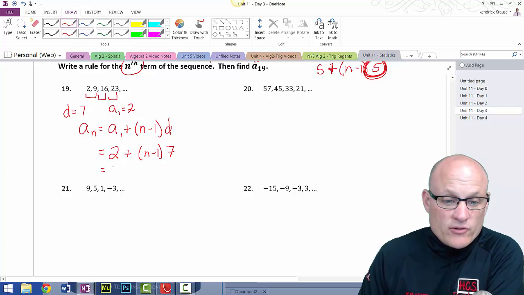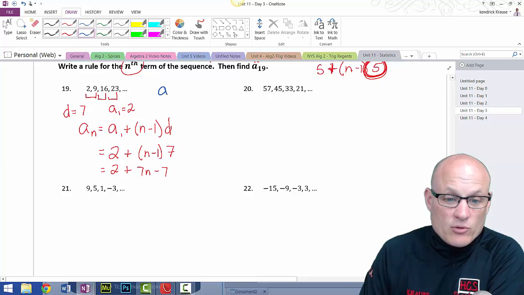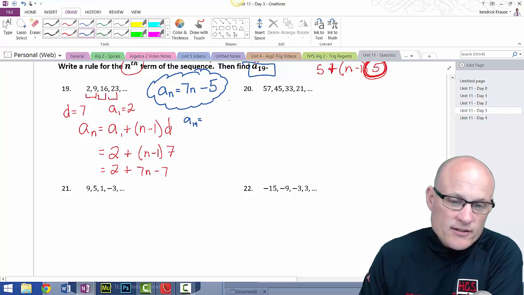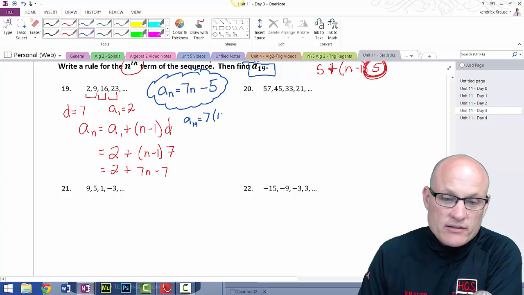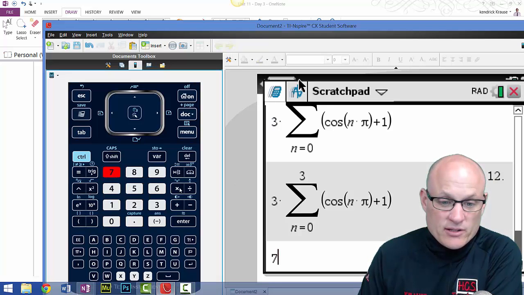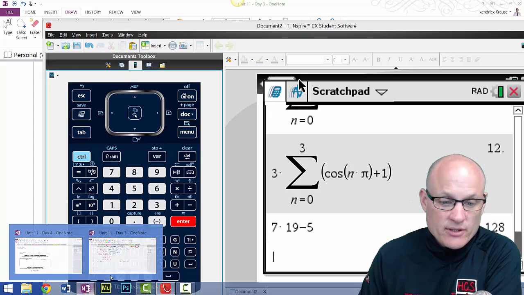So in other words, this is 2 plus 7n minus 7. So my final rule is a sub n is equal to 7n minus 5. And that's my rule. And then the question says find a sub 19. Well, a sub 19 is pretty easy now. It's 7 times 19 minus 5. And 7 times 19 is one of those obnoxious multiplications. 7 times 19 minus 5 is 128. And we're done with that.